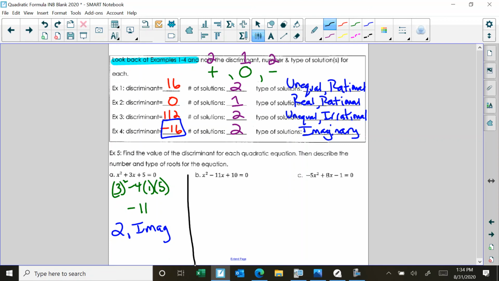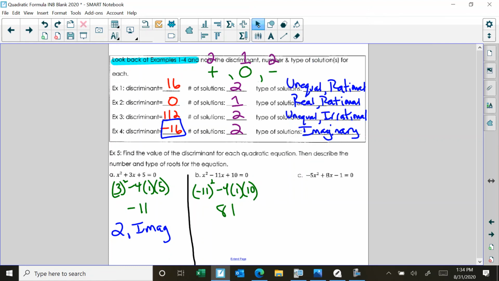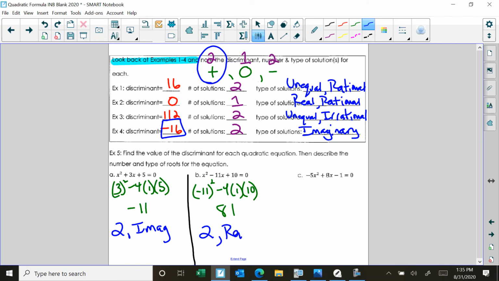The B example, negative 11 squared minus 4 times 1 times 10 is 81. Sorry. Which is positive, so it has 2, and it is a perfect square, so therefore they are rational.